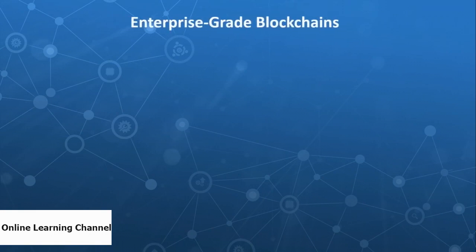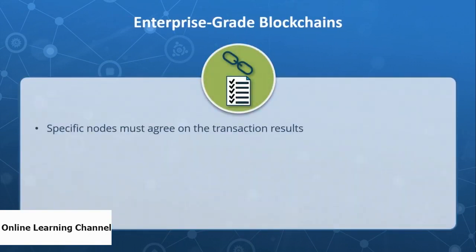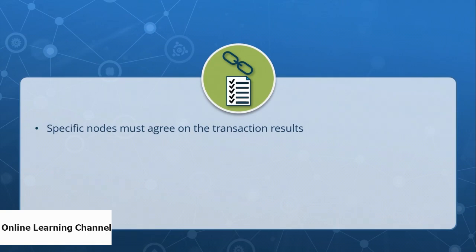Well, a simple way to put it is that specific nodes in the Hyperledger Fabric network must agree on the results of the transaction execution. So these specific nodes will be among the endorsing peers, and an important thing to keep in mind is that not all of the nodes and not even all of the endorsing peers need to be involved in this process.